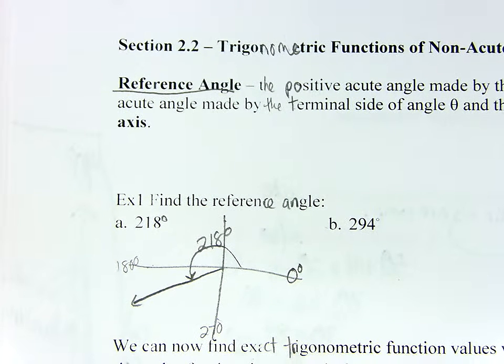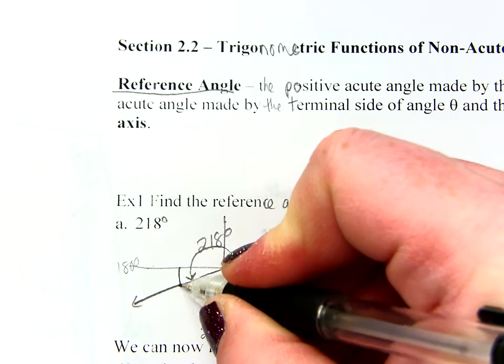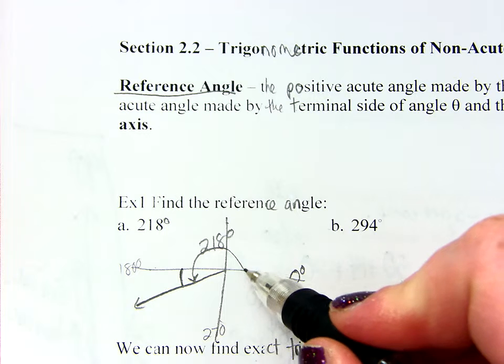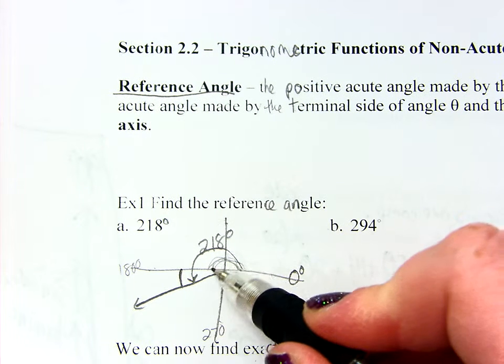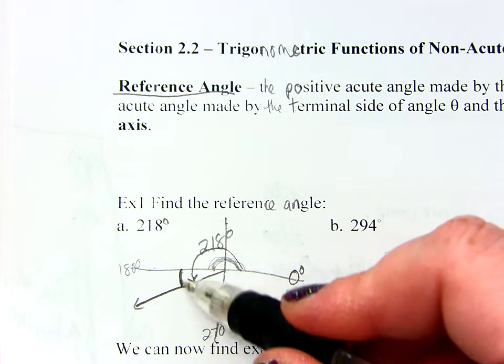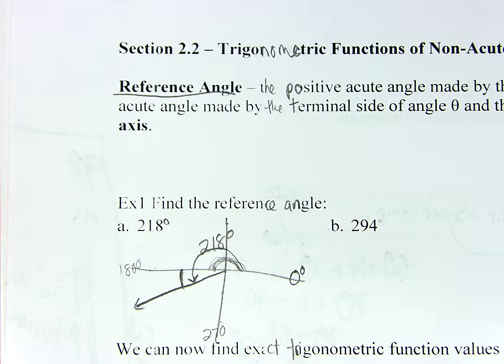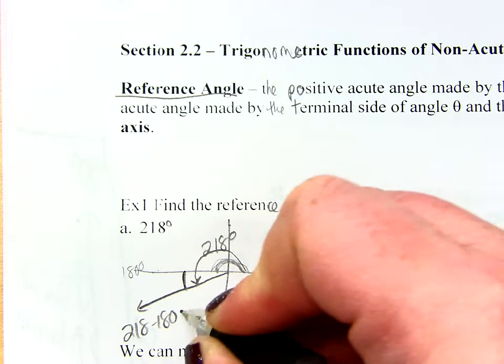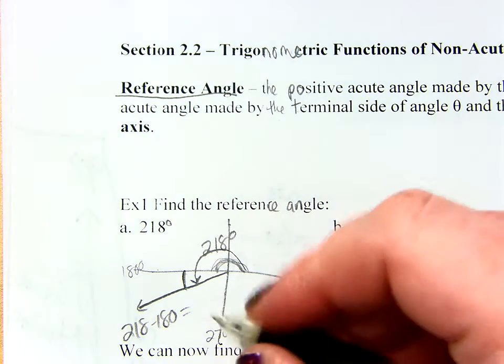Now, to find its reference angle, all I'm going to do is find this acute angle between the terminal side and the x-axis. That's it. Well, I know that this is 180, right? To get from here to here is 180. And if the whole thing is 218, what do you think I do to find just this measure? I'm going to subtract 180 from 218. Does that make sense? So in this case, I will do 218 minus 180 and get a reference angle of 38 degrees.